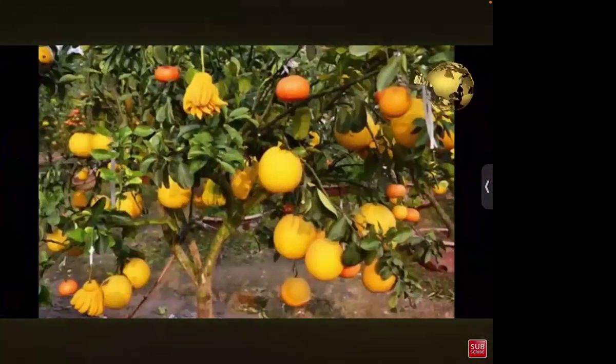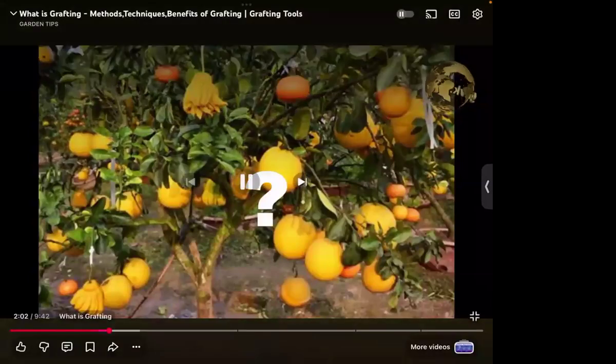Next, talking about another scenario, like you buy an orange tree that has the strong roots of one variety but the delicious fruit of another variety. What will you think? Won't you think about it? So see what is happening.